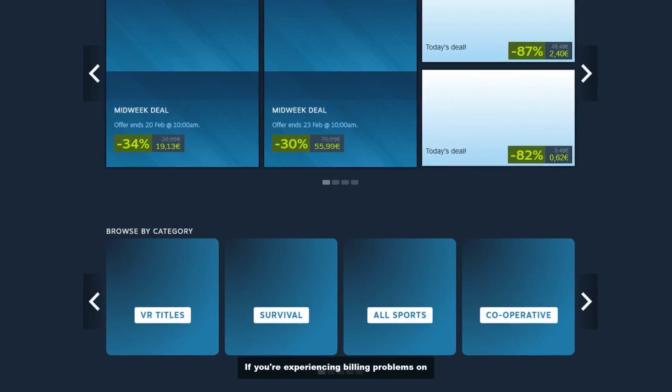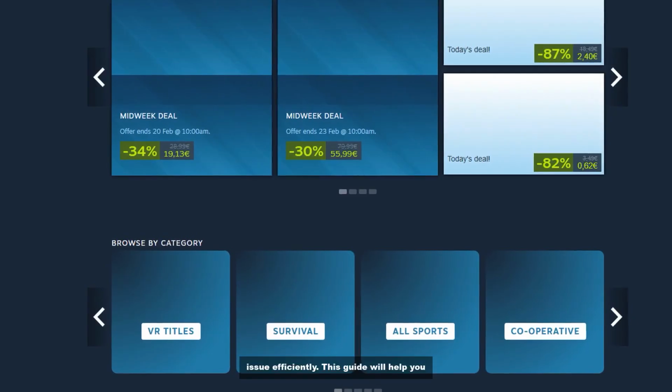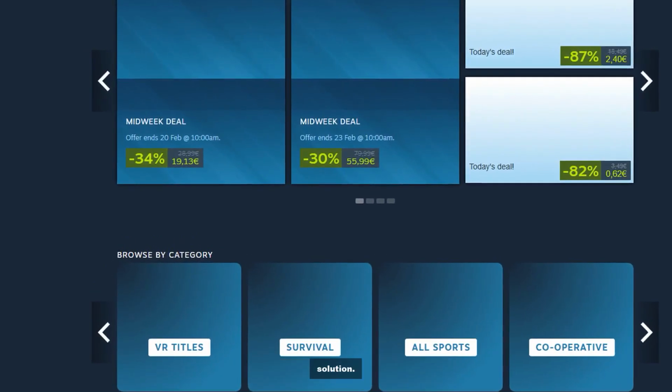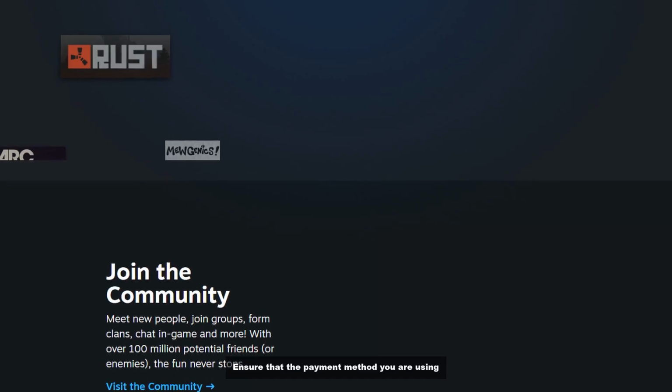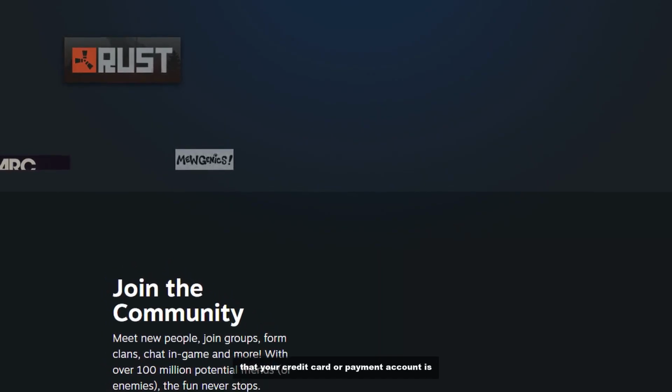If you're experiencing billing problems on Steam, follow these steps to resolve the issue efficiently. This guide will help you troubleshoot common billing issues and find a solution. Step 1. Check your payment method. Ensure that the payment method you are using is valid and has sufficient funds. Verify that your credit card or payment account is not expired and that it is accepted by Steam.